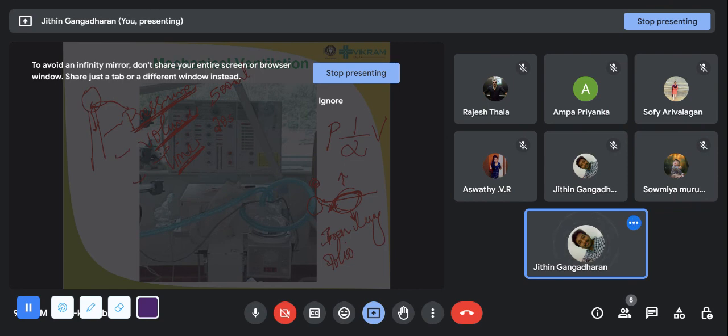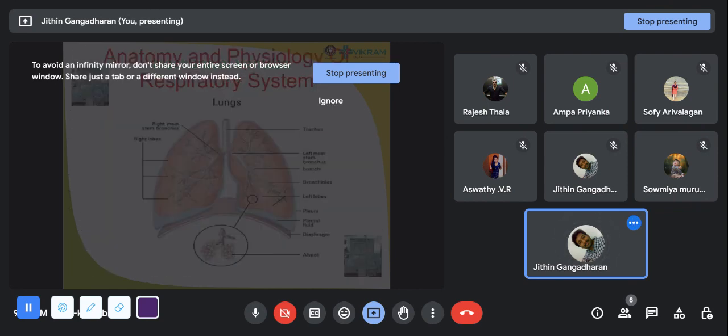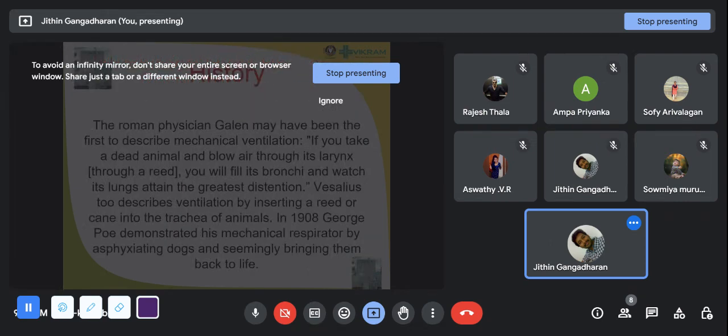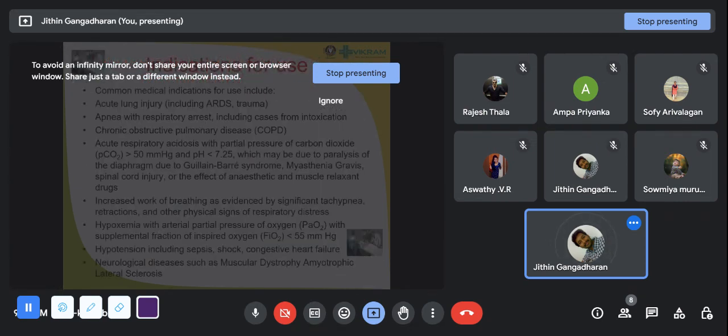Clear? So this we have dealt with already, the lungs and all those things.